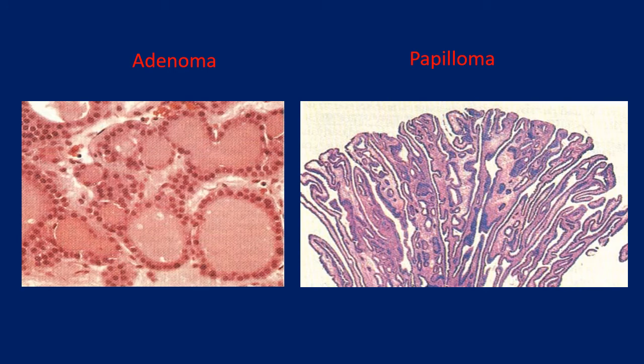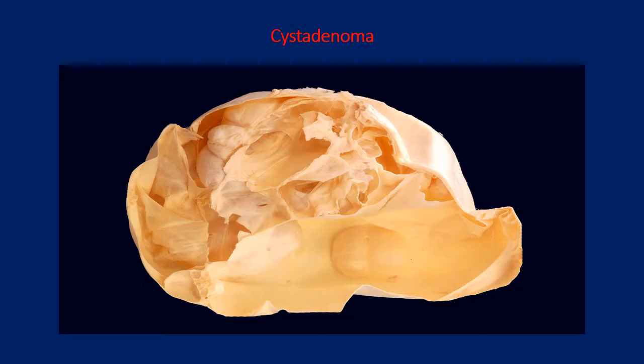Here, this is thyroid gland on the left, thyroid tissue. A benign tumor arising from thyroid tissue is called thyroid adenoma. On the right side of the photo, there are finger-like projections, and we call it papilloma. This is an adenoma, but with cyst formation, we call it cyst adenoma.